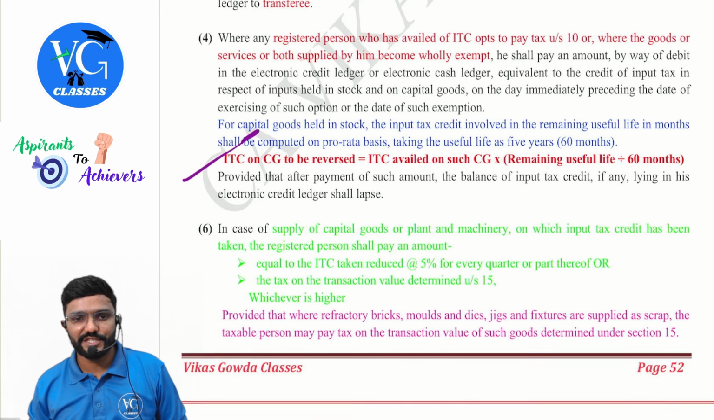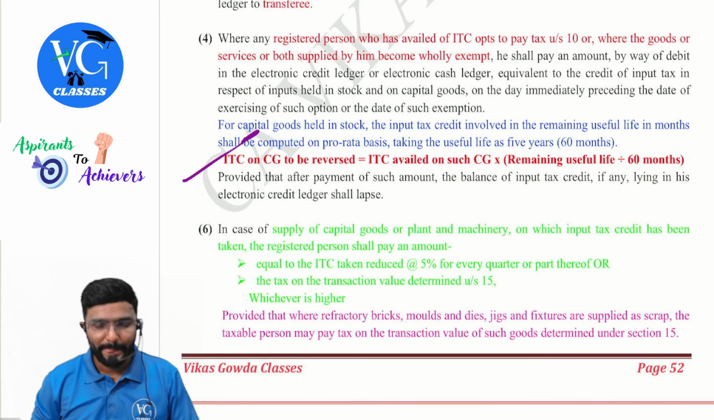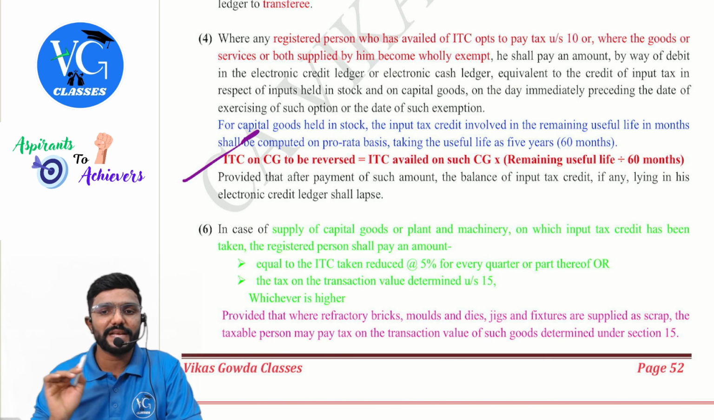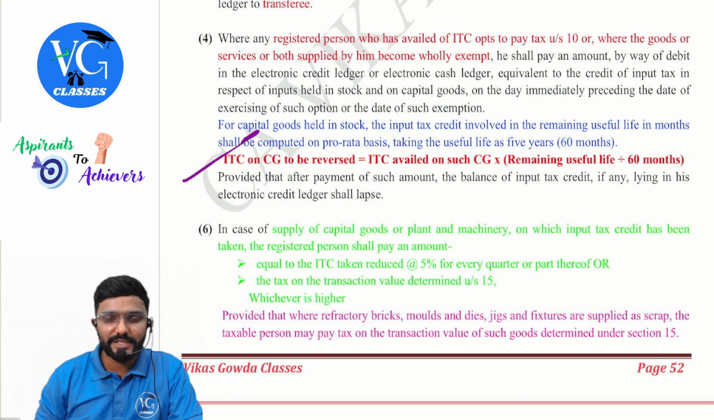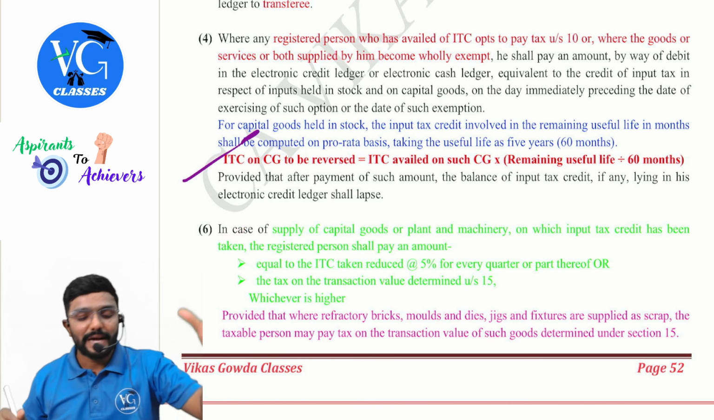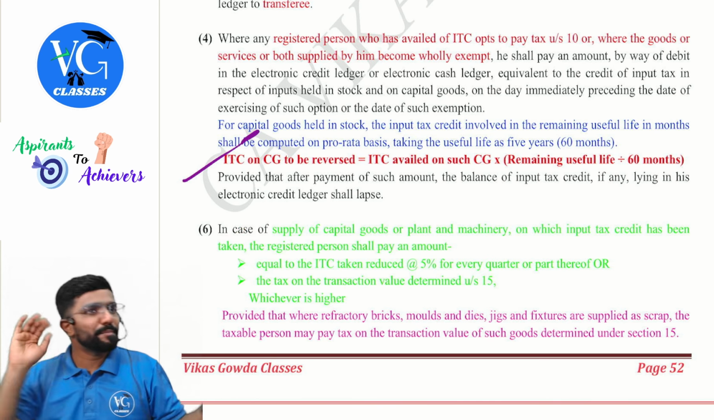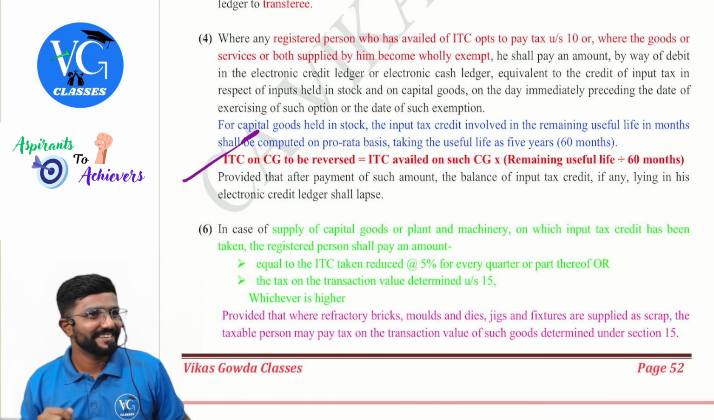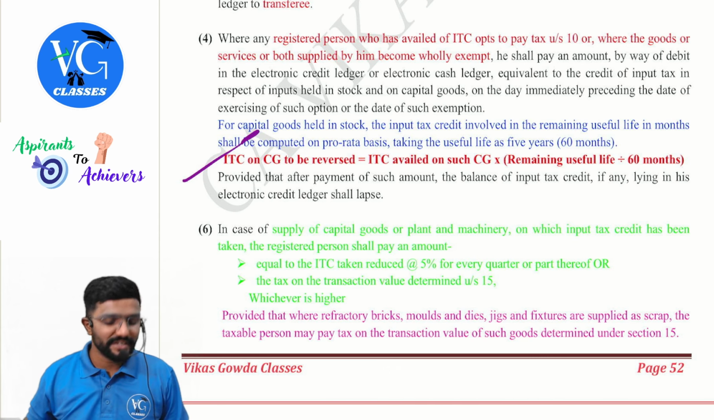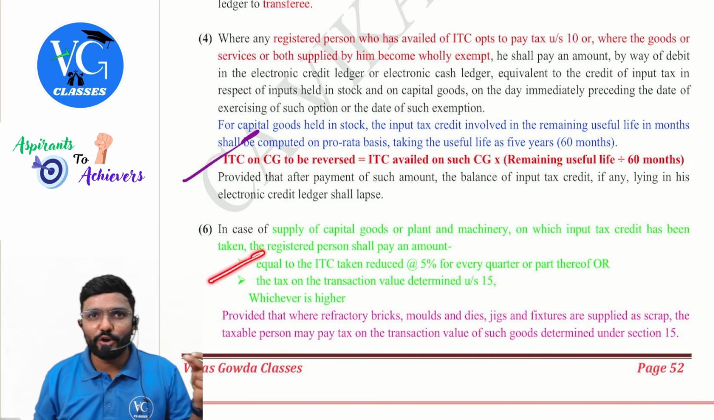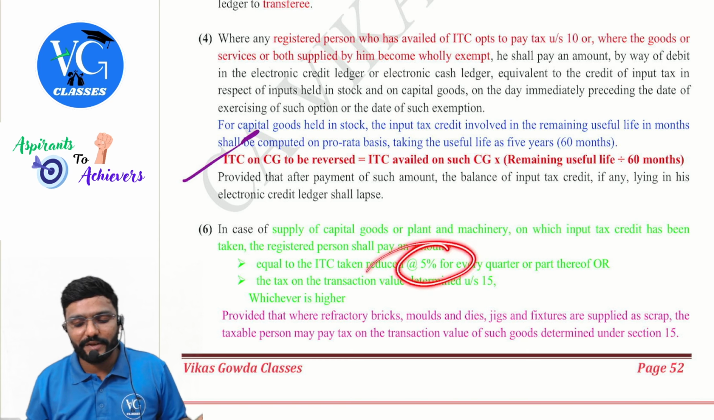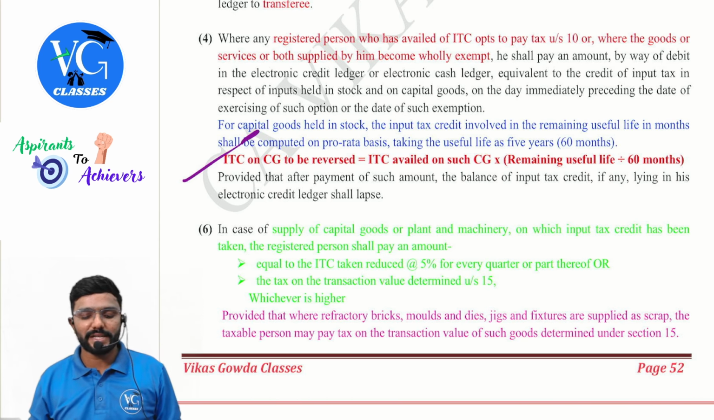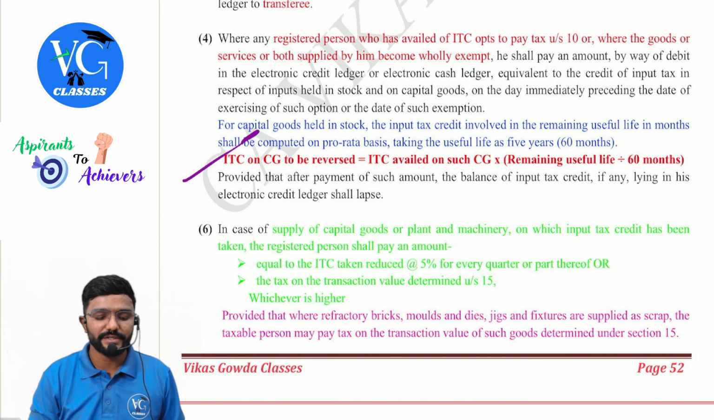Then coming to subsection 6, guys. In case of supply of capital goods or plant and machinery on which input tax credit has been taken, the registered person shall pay an amount. Sir, capital goods or plant and machinery I had purchased, claimed credit. Now I am selling it. Am I liable to pay GST on it? Yes. How much, sir? Equal to whatever ITC I have claimed minus 5% for every quarter or part thereof, or the tax on the transaction value determined under section 15, whichever is higher.